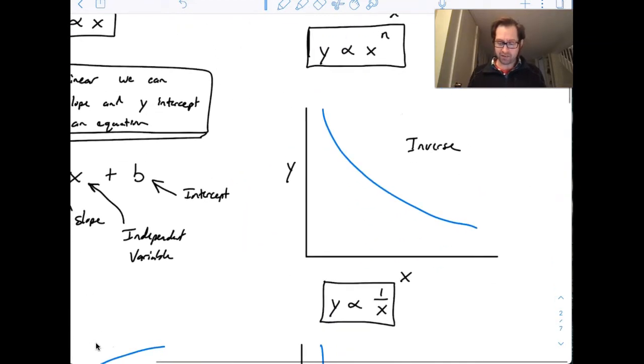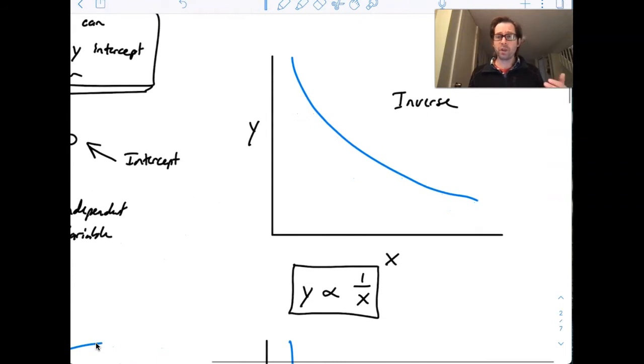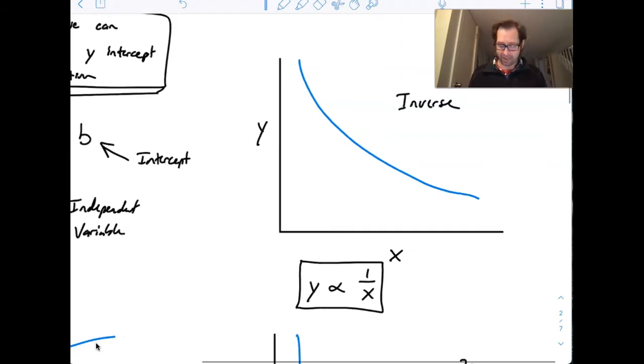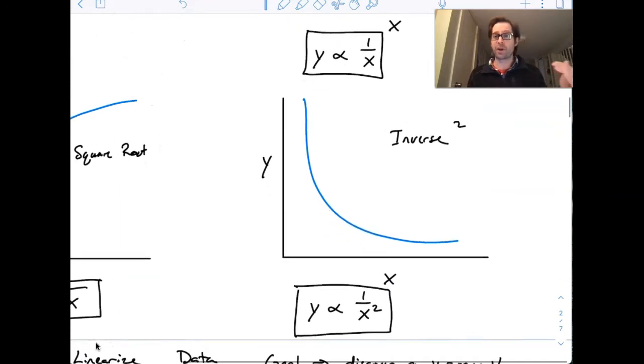Then you might also have an inverse relationship where the y values are proportional to 1 over x. So as x increases, the y values decrease. Similarly, there might be an inverse squared relationship, so as the x increases, the y decreases more drastically. Those inverse relationships are often present in our mathematical modeling of physical things.